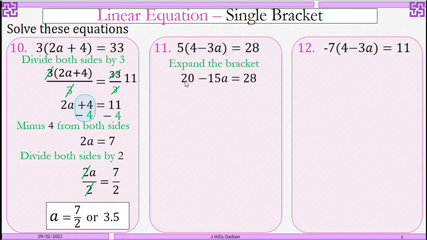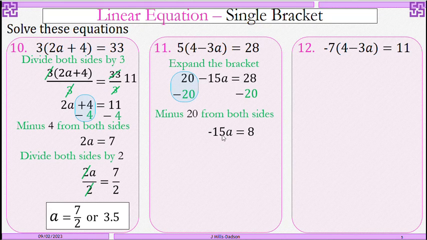So 5 times 4 is 20. 5 times negative 3a is negative 15a, and all equals 28. Remember, in expanding the bracket, you expand it up to this point. The 5 has nothing to do with the 28. Now, you realize that here, we need to get rid of positive 20. So we minus 20 from both sides. And now we'll be left with negative 15a equals 8.